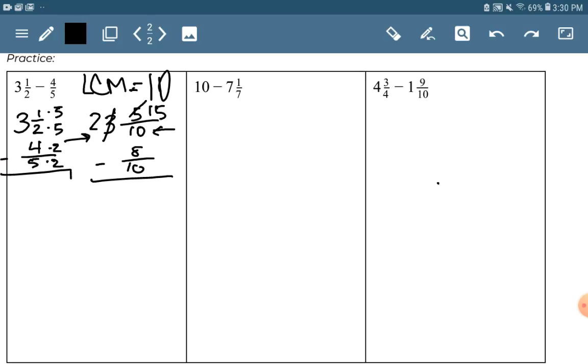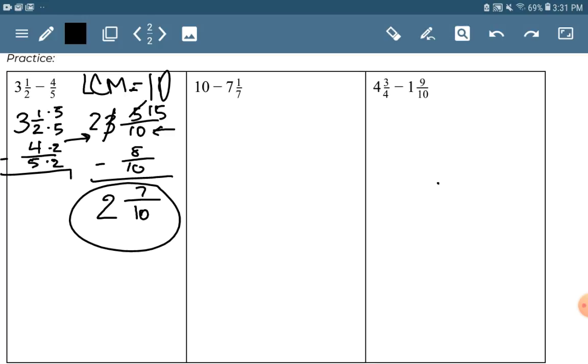Now I can continue subtracting. 15 minus 8 is 7 for my numerator. My denominator stays the same. And 2 minus nothing is 2 for my whole number. Again, I cannot simplify that more because 7 is a prime number. So 2 7/10 is my final answer for the first example.